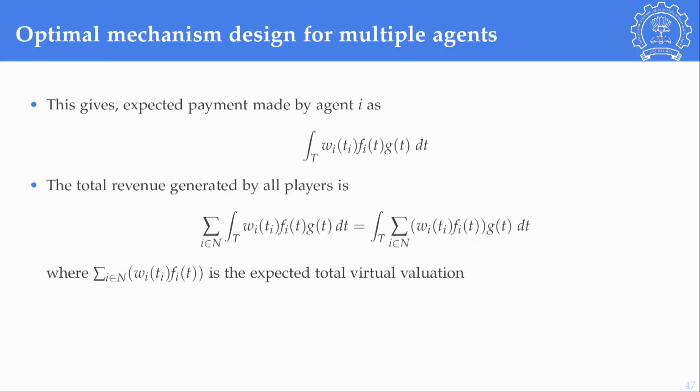Exactly. So, whoever has the highest virtual valuation at that type profile, you will put the entire mass 1 on them. If there are ties, then you can split it in any way you want, but that will give you the same revenue or the same weighted sum here. So, that is the starting point.